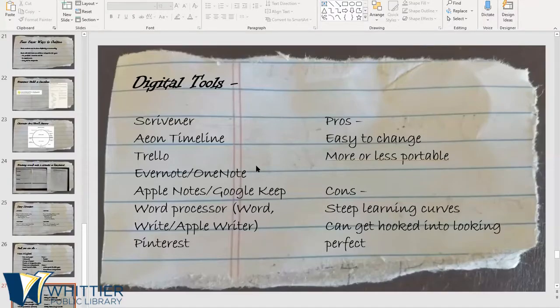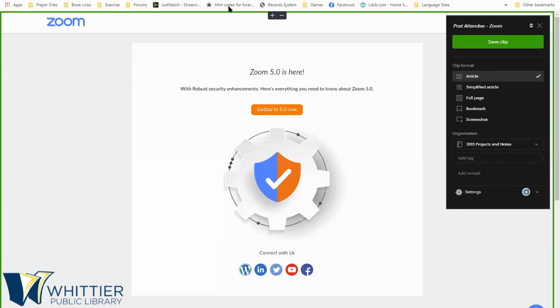Okay, so those are some of the digital things. Truth be told, I think you all know what a Word file looks like. Evernote, OneNote. OneNote is basically the same thing as Evernote, it's just Microsoft's product. Oh, one other one, I'm sorry. I have to stop share and share screen. Let me go back to my browser.